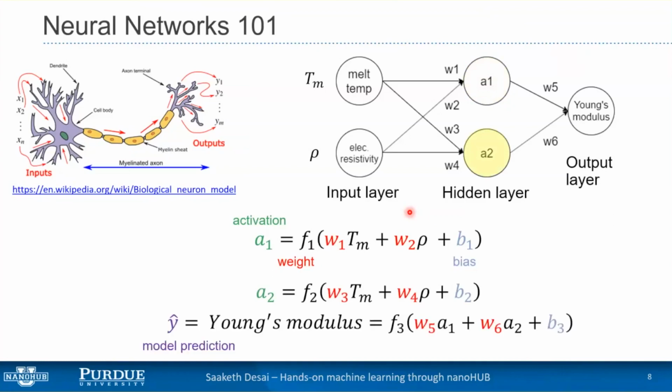The inputs for the Young's modulus are the nodes A1 and A2. So you have W5 times A1, W6 times A2, and a bias B3. The activation function gets applied later. And this is it. This is the prediction of your model.